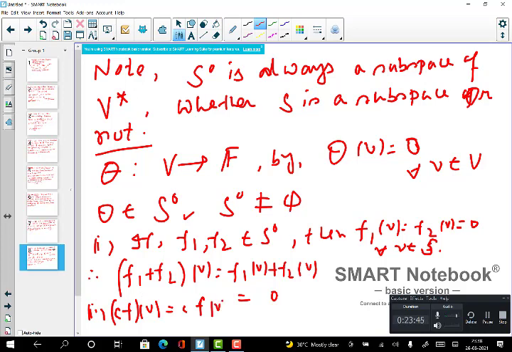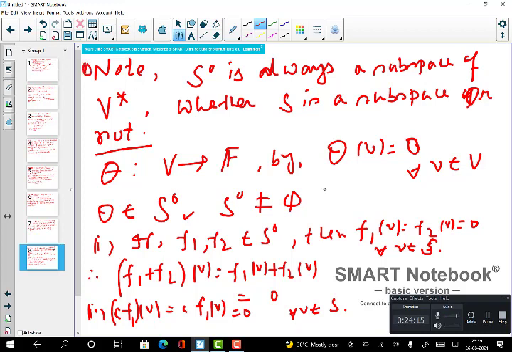That is 0, right? Because you can choose f1, it doesn't matter. This is true for all v belonging to S. So what does that mean? That means it is a subspace. So that shows that S naught is a subspace of V star. S may not be a subspace itself, right? So this is the first property, property number 1.